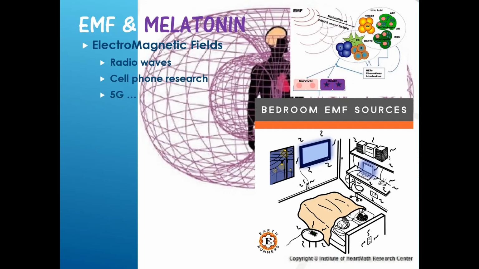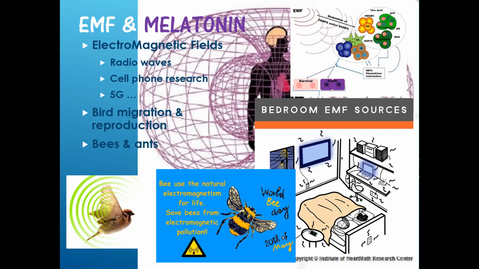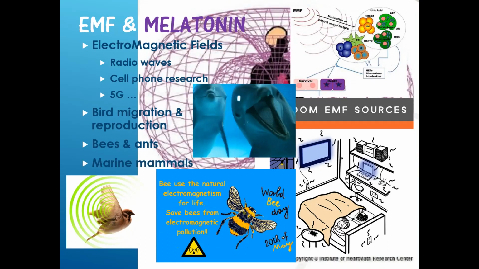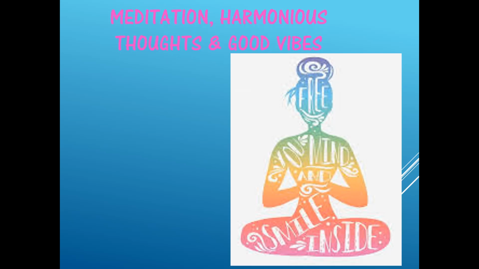All right. So this is like those pictures where they show the EMFs come in and they change the cells and so on. But another big one is birds migrate by sending vibrations, and bees and ants also use vibrations. And so the whole 5G has interrupted that. And marine mammals, our beautiful friends, the dolphins and the whales. Lots of scientific knowledge is out there. It deteriorates the melatonin. It actually affects our melatonin, and then blood cells get destroyed, DNA strands break, and misfirings in the brain. There's tons of stuff out there about EMFs. That was my little rabbit hole.